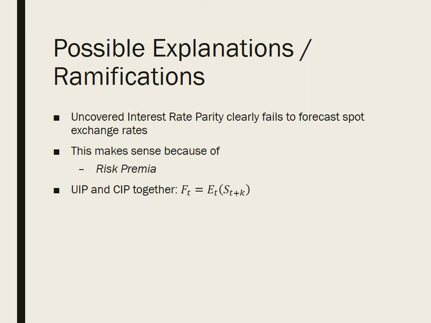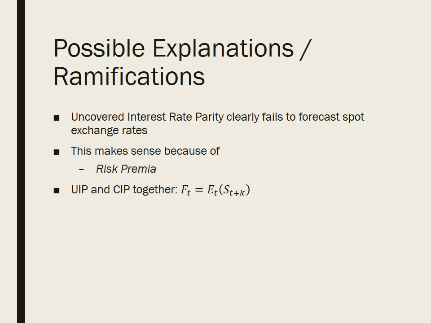Uncovered interest rate parity clearly fails to forecast spot exchange rates. One of the main reasons for this is that it fails to take exchange risk into account. CIP holds much better than UIP, but still doesn't perfectly estimate forward contract prices because it doesn't take into account issues such as transaction costs, regulation differences, or tax treatment differences between countries.